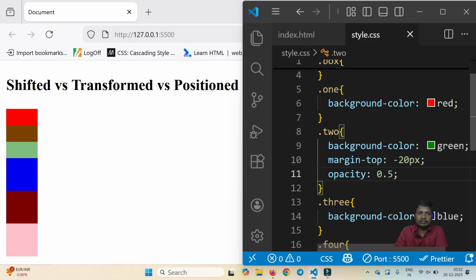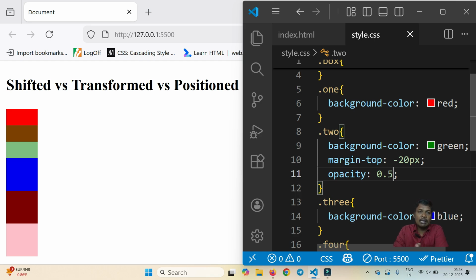Is it real overlapping? For overlapping, it should leave the normal document flow. Did the green element leave the normal document flow? No, because the succeeding element, the blue element, is still following the green element. It just moved upward, but it is still following the normal document flow, because all elements in the normal document flow succeed the previous element. So the green element is still in the normal document flow. It has not left the normal document flow. It just moved upward only.